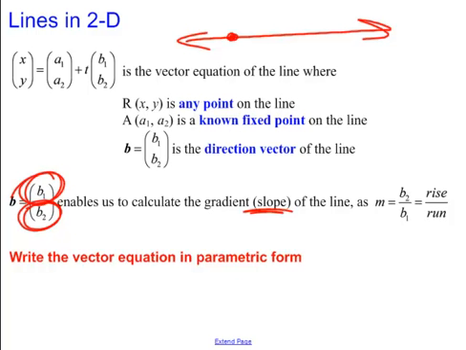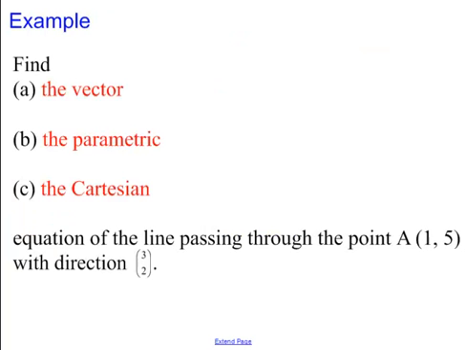So based on this information, I can write the vector equation in parametric form. X equals A1 plus T times B1, and Y equals A2 plus T times B2. So that we can figure out what our time is. We'll be able to solve these simultaneously to figure out what happens to T along the way. So let's look at an example now.